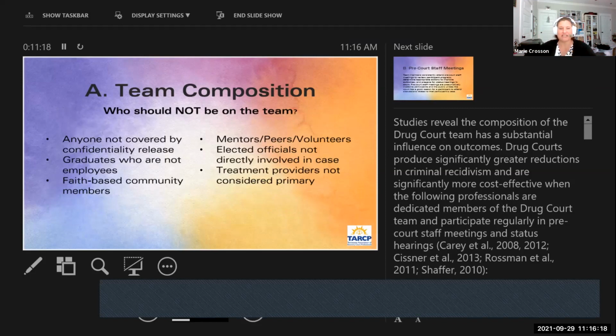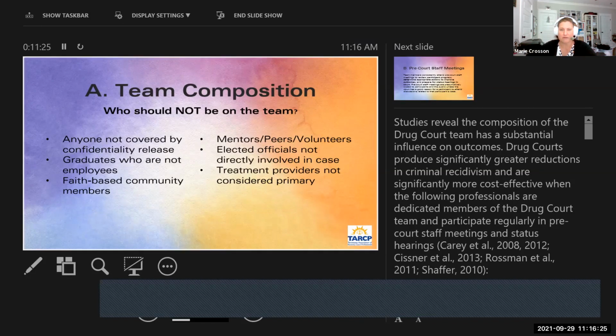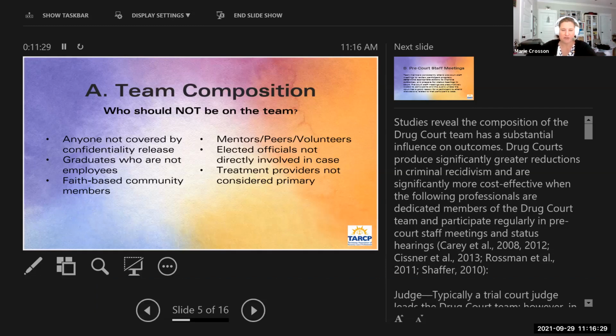Who should not be on your team? If you don't have a release from the participant for the individuals that are on your team and what's being discussed, that should happen. There should be a release, and anyone not covered by that release should not be on your team.